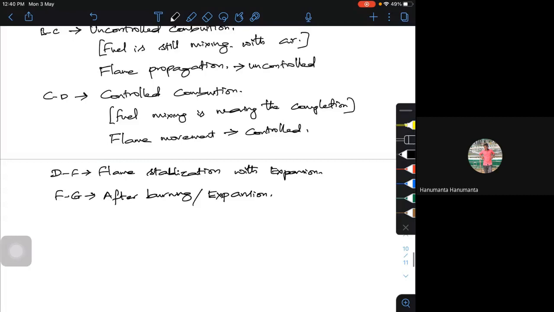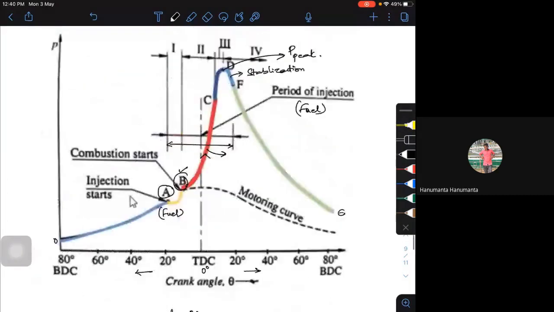After burning or expansion. So if I try to explain this curve, 0 to A, what is this? Compression. Then A to B, it's an ignition delay. So there can be physical delay, there can be chemical delay. Then B to C is uncontrolled combustion. So C to D or even C to F, they call it a controlled combustion.